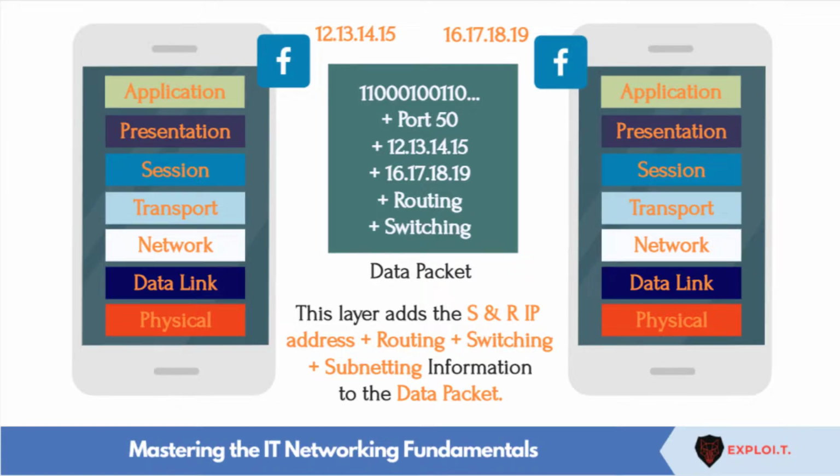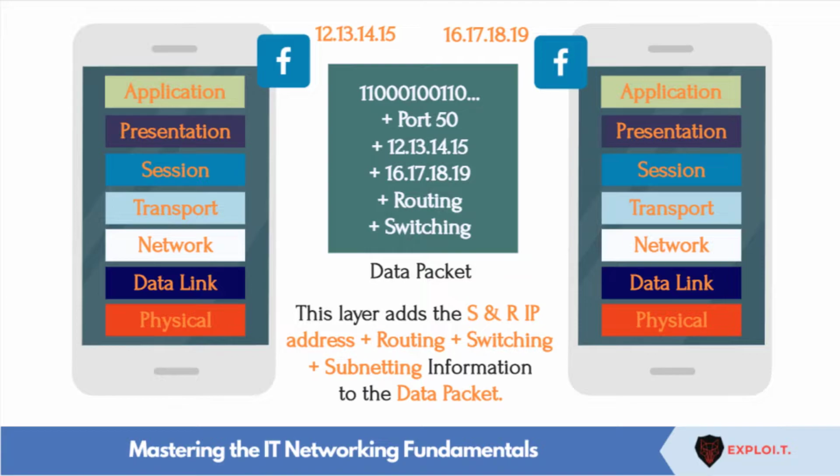In this layer, the data packet is added with additional information such as the sender's IP address, the receiver's IP address, the routing information, and the switching and subnetting information of the packet. So the sender's address and the receiver's IP address are added on this layer because this is layer 3 and IP address works on layer 3. So the IP addresses of both the sender and the receiver are added in this layer.